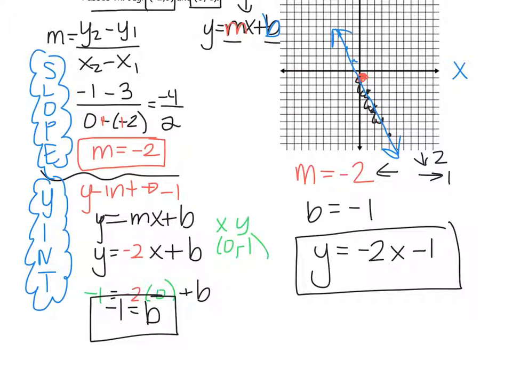I'm going to make a table of 3 points. We're going to do this point, and this point. That's (0, -1). The next one is (1, -3). And the next point is (2, -5). And I'm going to end it by just labeling y equals -2x minus 1. And that's good.